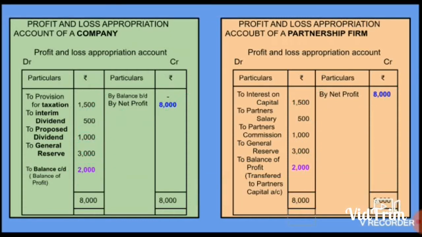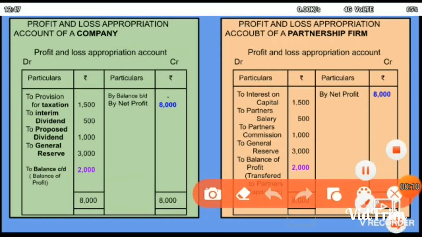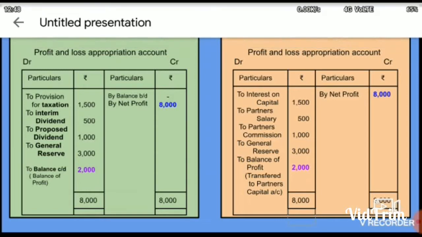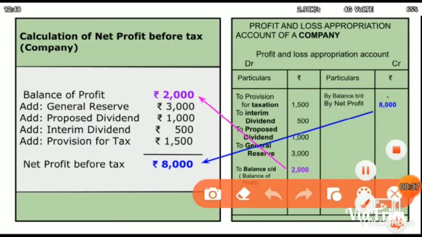Now I hope you have understood the profit and loss appropriation account of a company. Now if in the question they give us the balance of profit, for example here it is 2,000, and they have not given us the net profit, or what we call net profit before tax, and they have also given us the information related to the deductions in the form of provision for tax, interim dividend, proposed dividend, and general reserve. If all these deductions are given in the question and also the balance of profit, then in order to calculate the net profit before tax, the simple way is, to the balance of profit that we have in the question, we add all the deductions which are made in the form of general reserve.